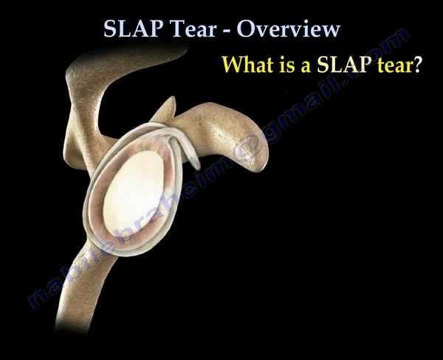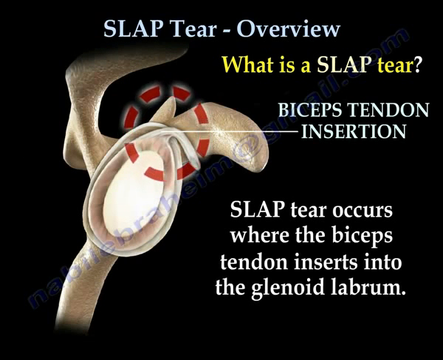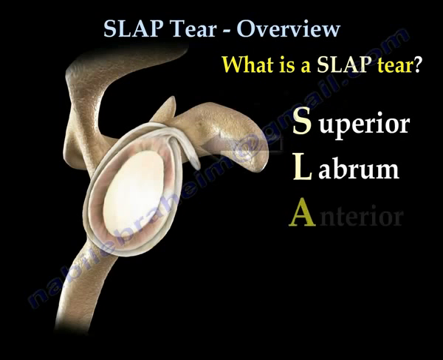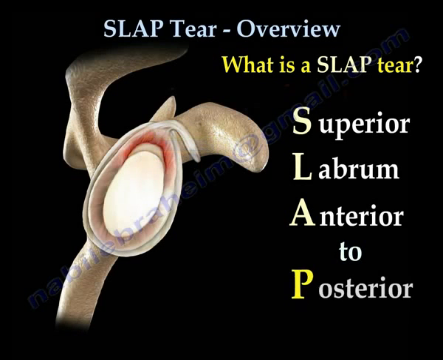The labrum deepens the socket and provides stability to the shoulder joint. What is the SLAP tear? SLAP tear occurs where the biceps tendon inserts into the glenoid labrum. The term SLAP tear refers to superior labrum anterior to posterior.